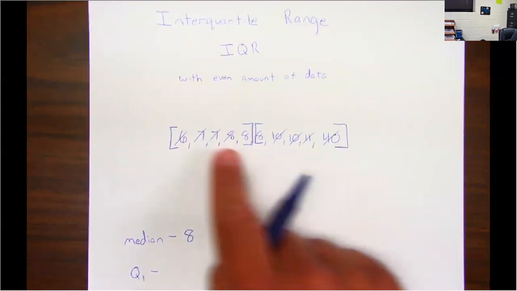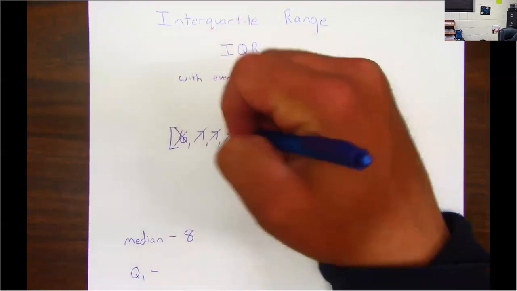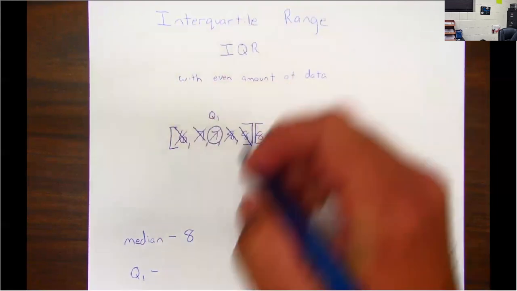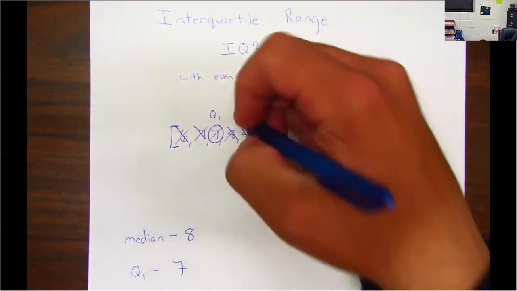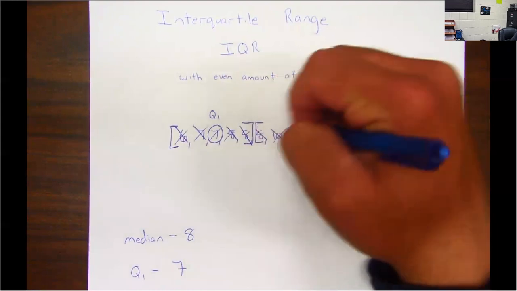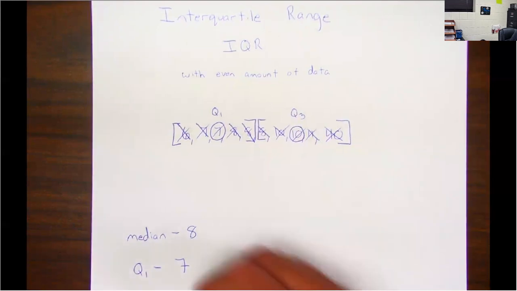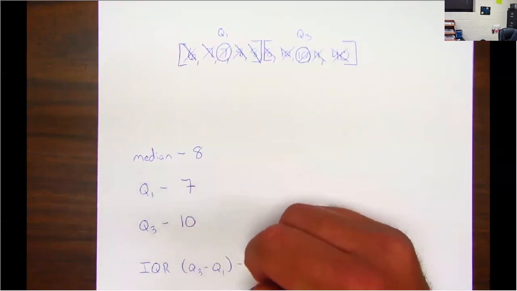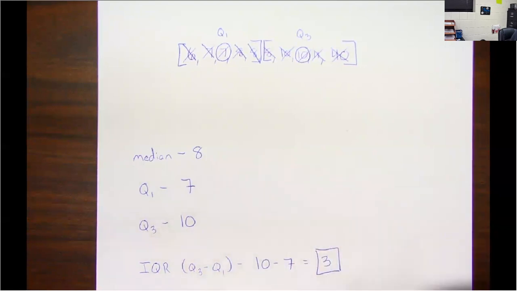Now we're going to find Q1 using the first set of data. So cross one off the front, one off the back, one off the front, one off the back. There it is. There's your Q1. Now we're going to find my Q3. One off the front, one off the back, one off the front, one off the back. There it is. My Q3 is 10. The IQR is Q3 minus Q1. So 10 minus 7 is 3.